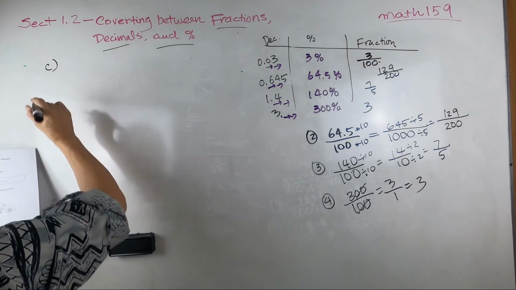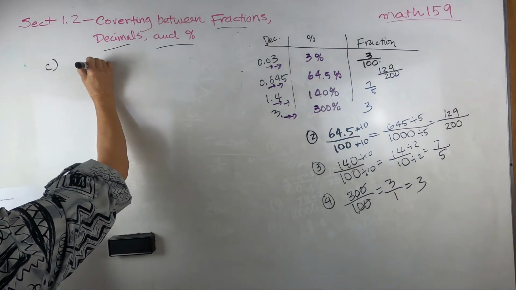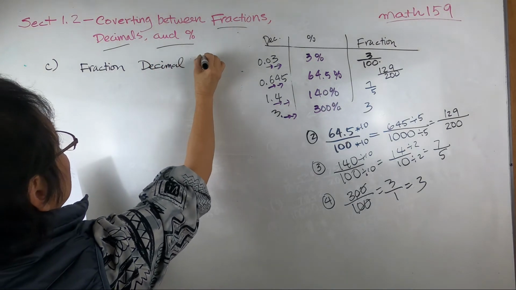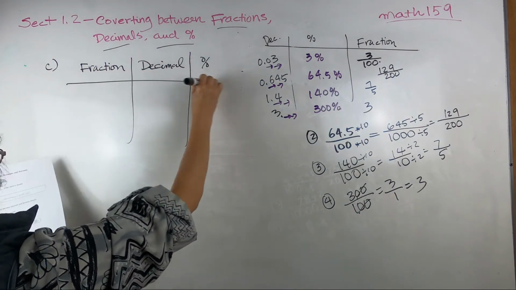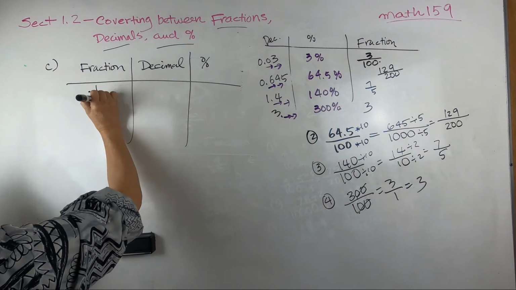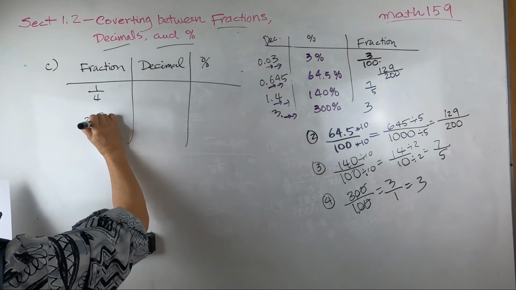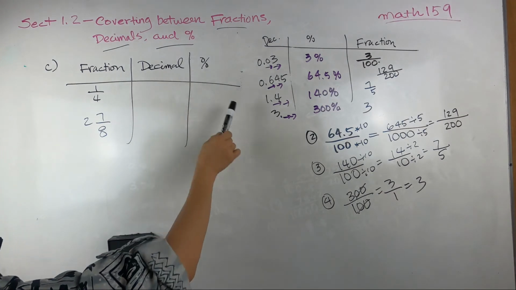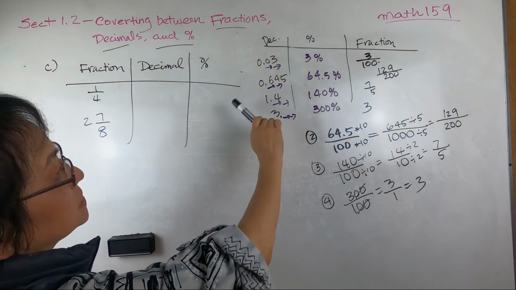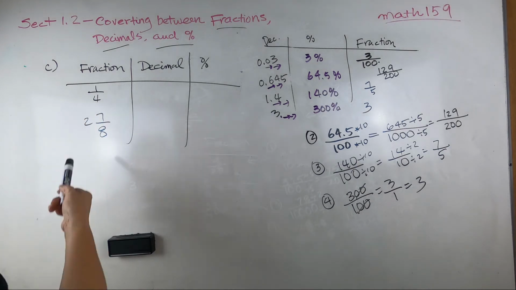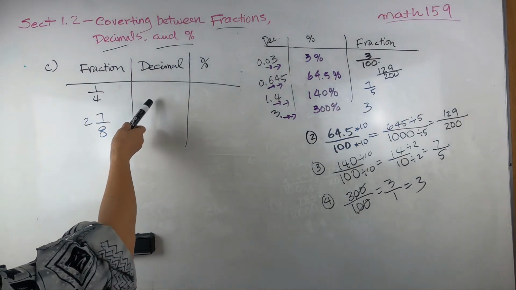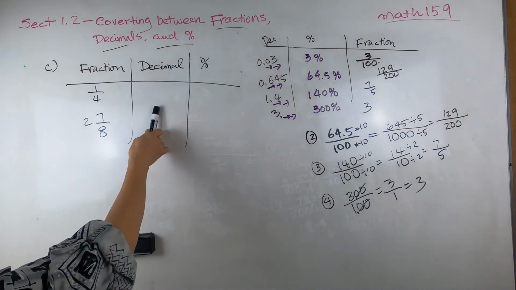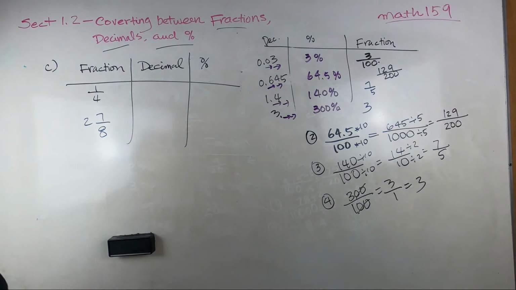Then, if we ask you on your test, it may be more like this. We will give you different things, all mingled together. Sometimes we will give you decimals, then ask you to fill in the rest. Sometimes we'll give you a percentage, or we'll give you fractions. Then you need to show it in decimal form and percentage form. Once you have decimals, it's easy to change to percent, right?